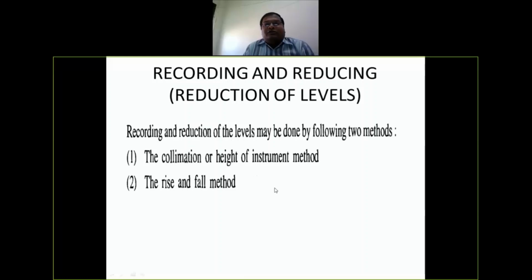So now we come to recording and reducing, meaning now we will discuss the methods. Recording and reduction of the level may be done by the following two methods. One is the collimation or height of instrument method. There are two names: either you can say height of the instrument method, the HI method, or you can say collimation method. And the second one is the rise and fall method. So there are two methods.